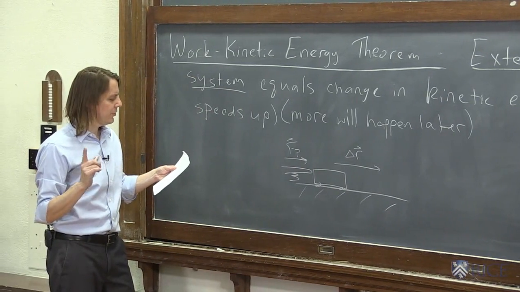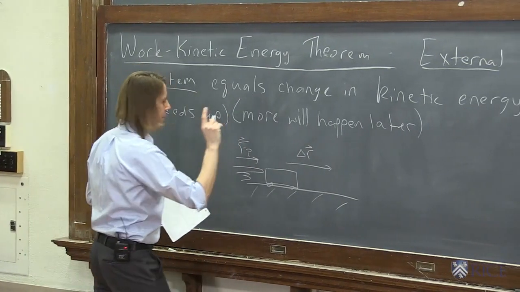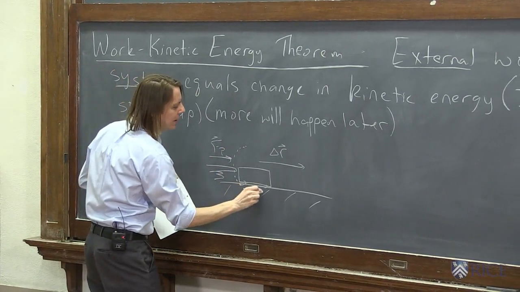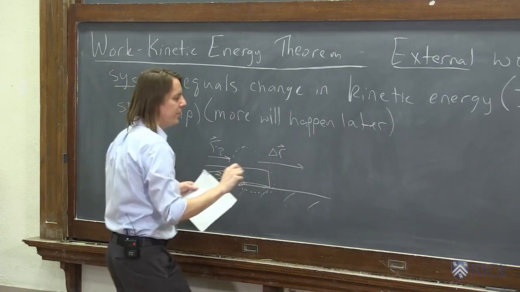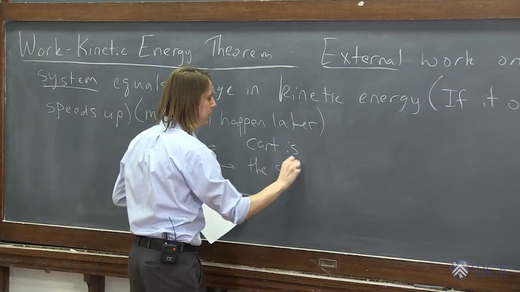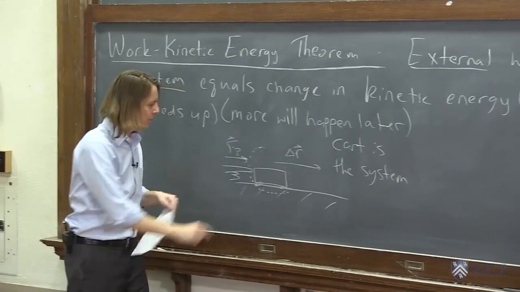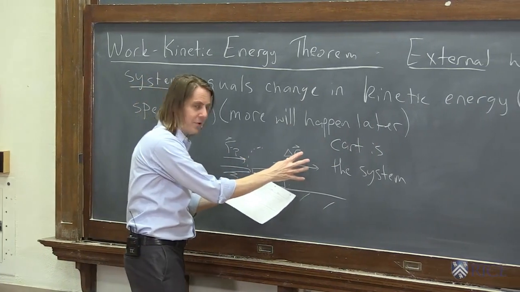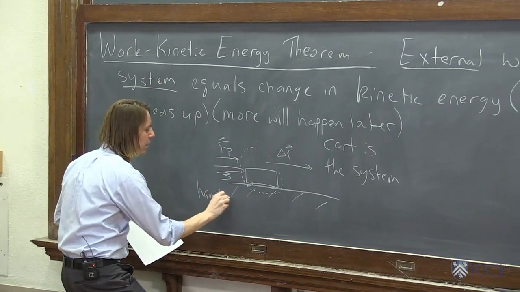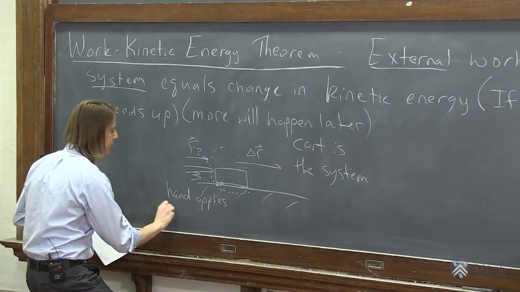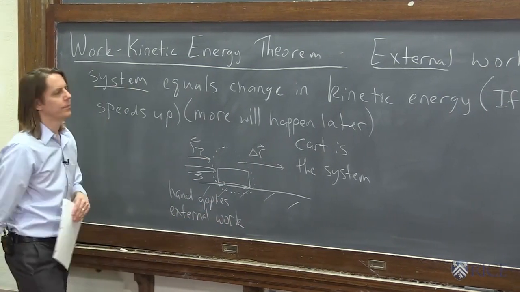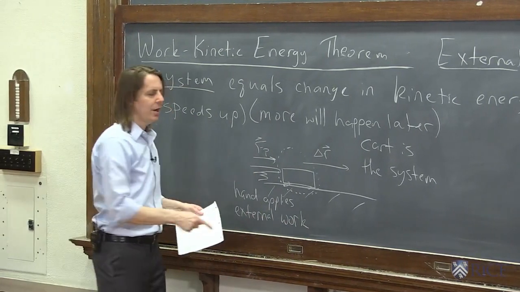But now, let's look at these other words, right? External and system. In this case, the way we're going to analyze it, the system is the cart. Just that object. This little dashed line that defines the system moves with the cart. And in this case, my hand applies external work. We have a system, and I applied work to it.